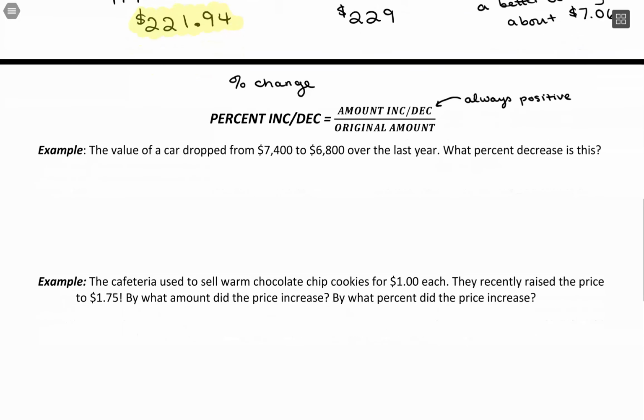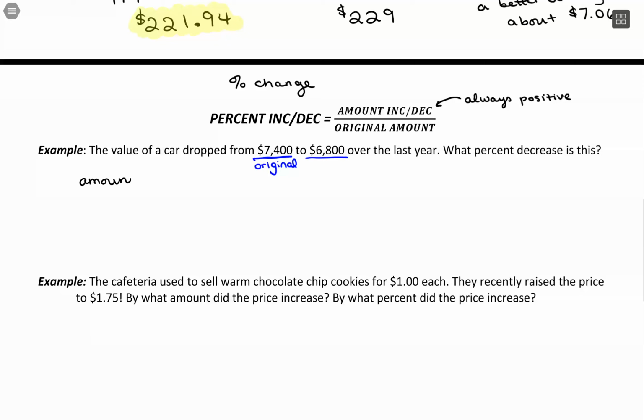All right, so this first example, we have the value of a car dropped from $7,400 to $6,800 over the last year. What percent decrease is this? So what we have is this starting amount and then how it changed. So this 7,400, that's going to be the original amount that we started with, and then the 6,800 is the changed amount.